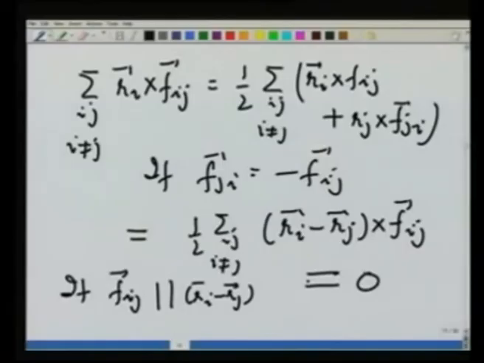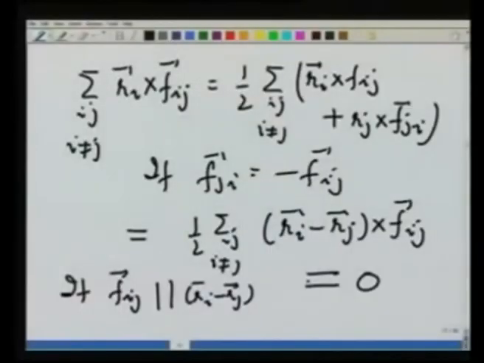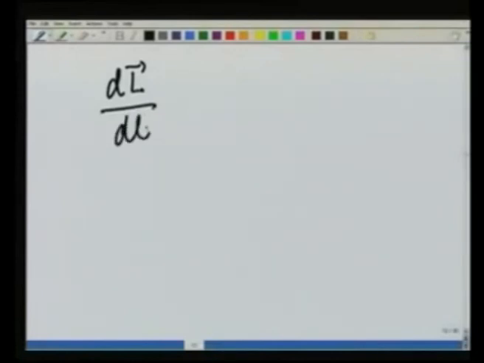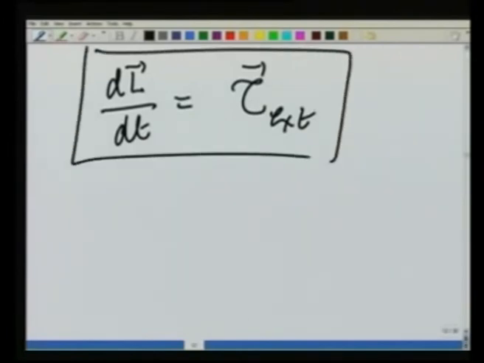Fortunately, in mechanical problems, most of the forces are such that they are along the line joining the two particles, and therefore, this term is always 0, and therefore, we get dL/dt for a many particle system also equal to tau external. This is going to be our dynamics equation. As I showed in the example of one particle, solving this gives me the resultant motion of the particles. Let me conclude this lecture by getting our main results.